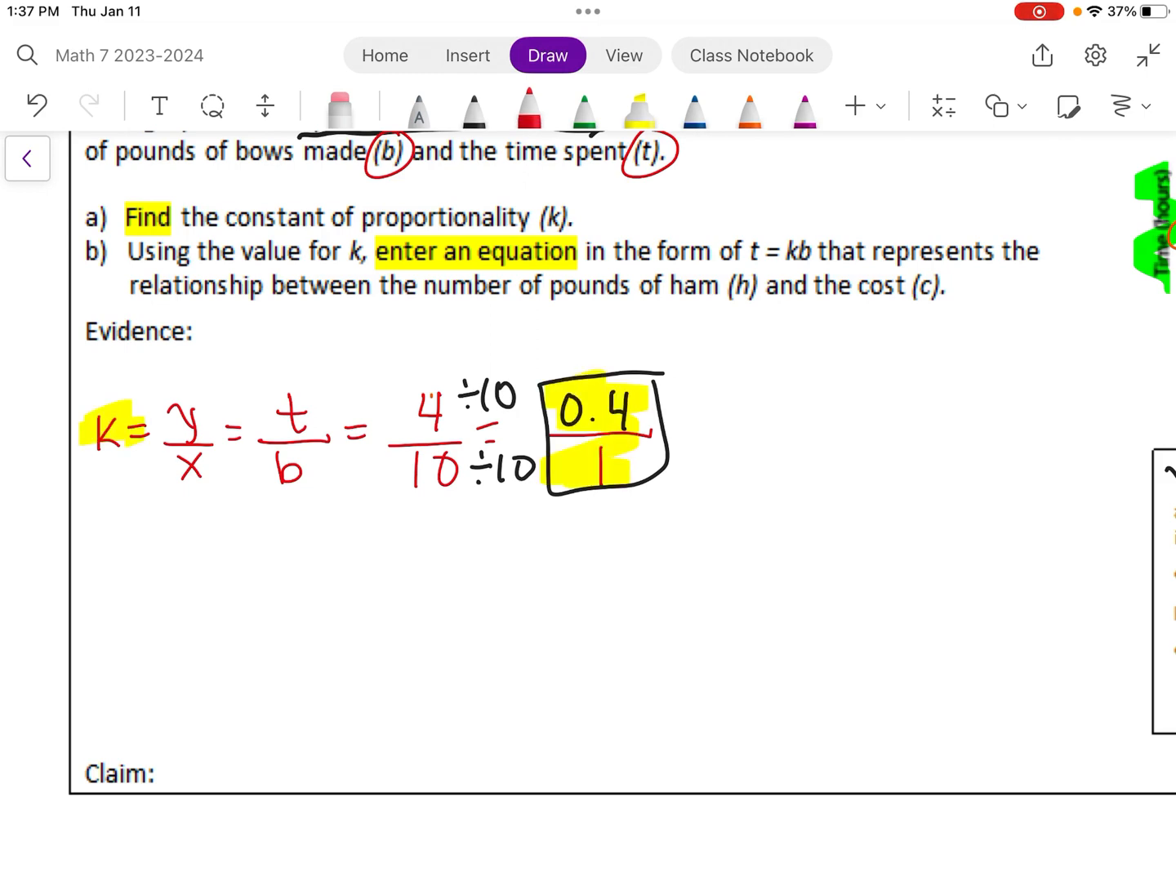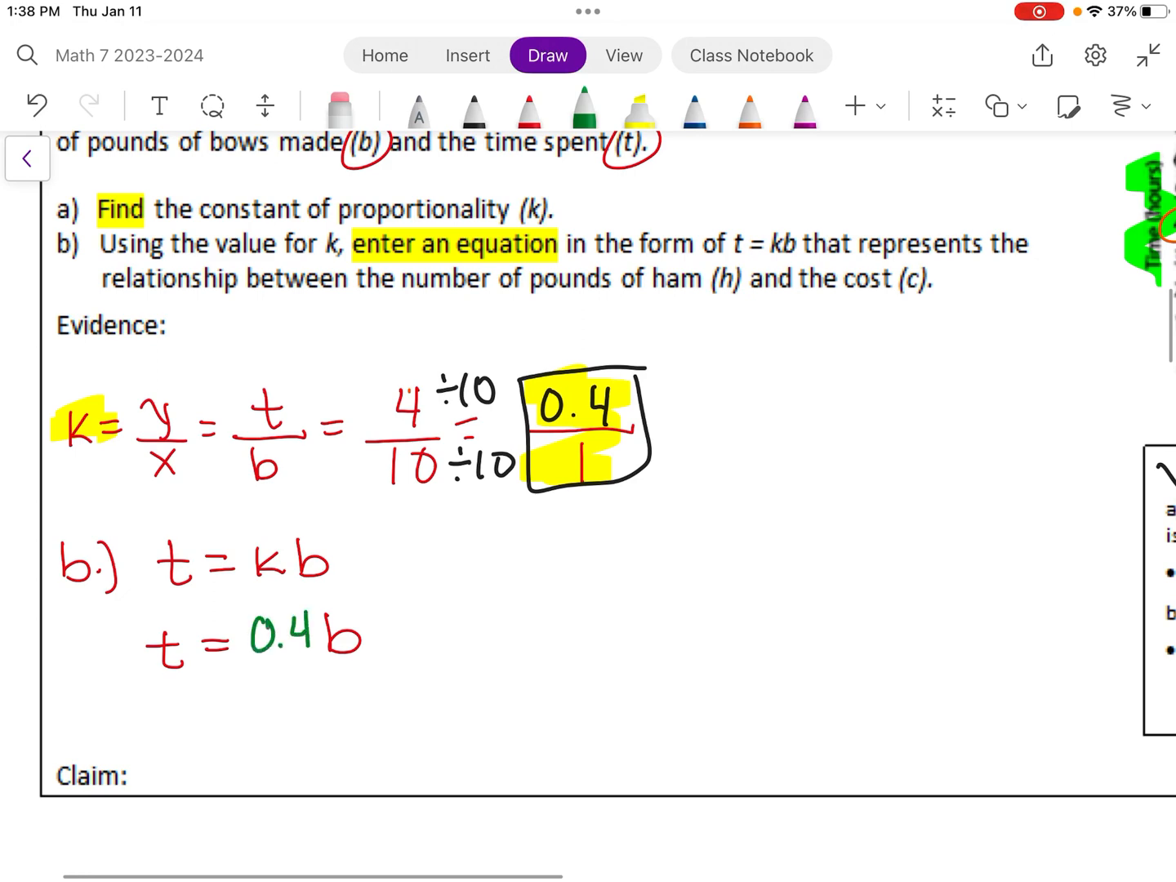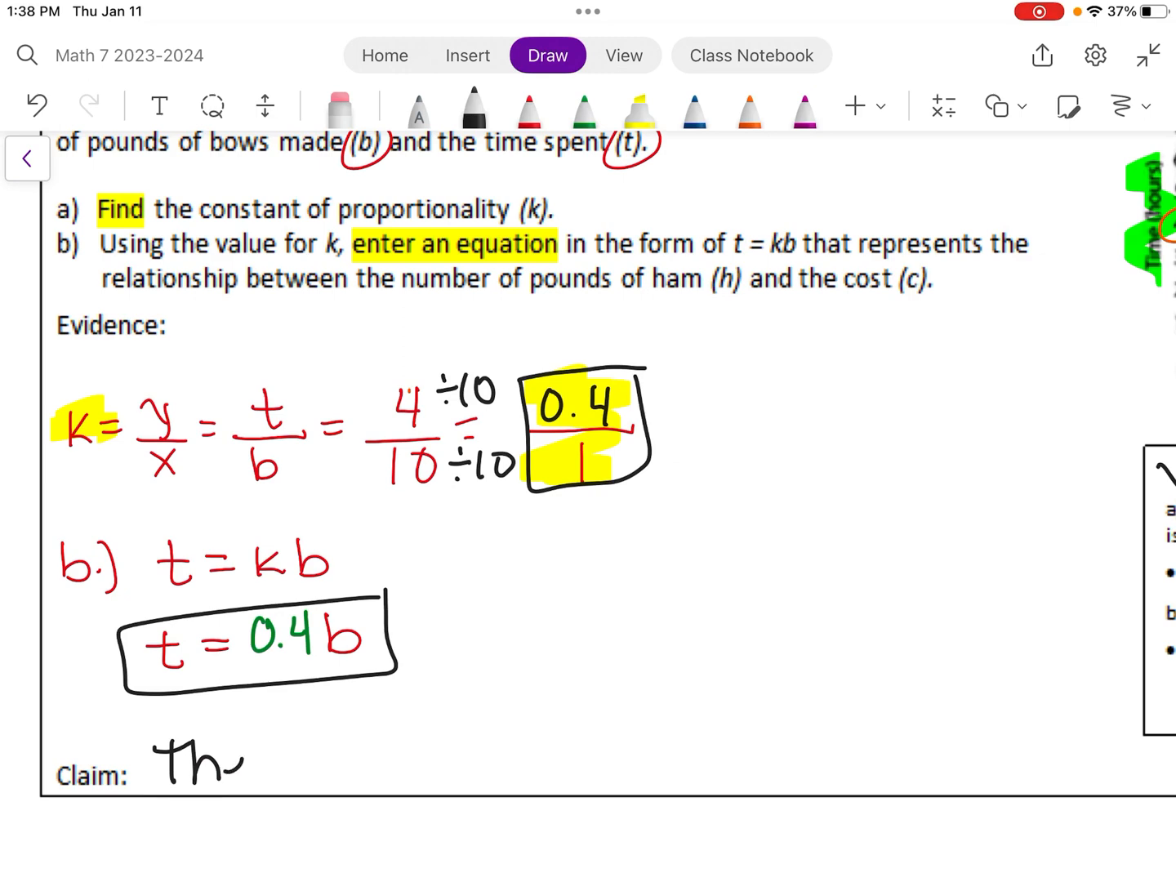Same thing as the previous one. For part B, we want to find the equation, and they give it to us. It's T is equal to KB. Same thing: we're going to leave T alone, we're going to leave B alone, and the value that we found is going to be 0.4. So this is going to be our new equation. Now, the claim is going to be, the equation is T is equal to 0.4B.